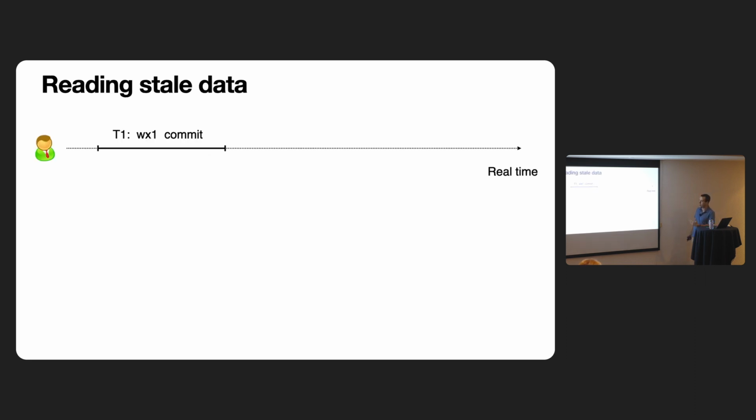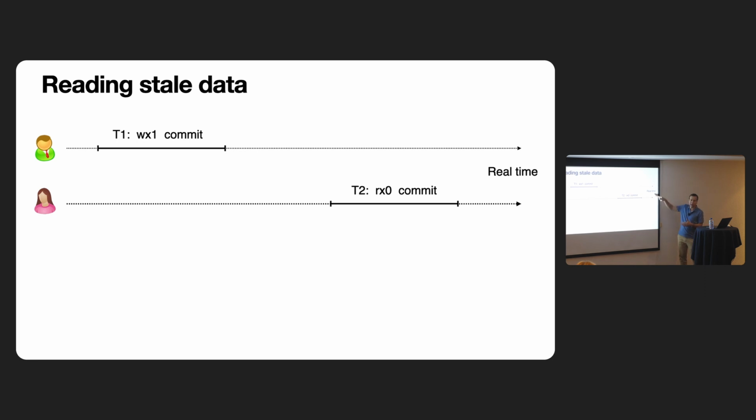Let me demonstrate this by an example. Let's say we have one client who writes 1 to X and then commits. And then another client who, later in real time, let's say real time in the universe, right? The physics, not the time on your machine, because that's never completely accurate, does another transaction where she reads X and gets 0, and then it commits.